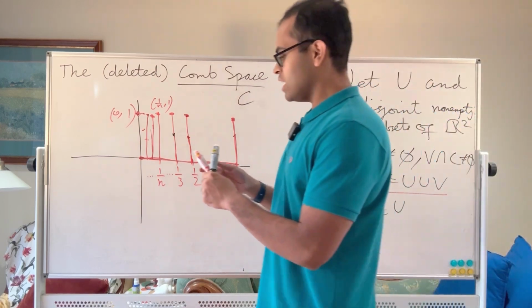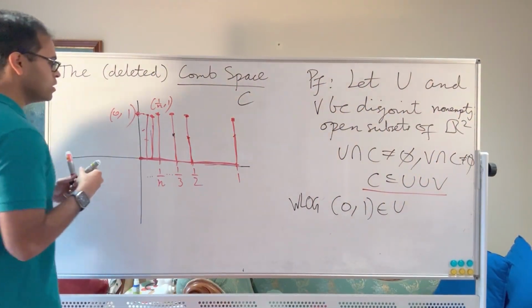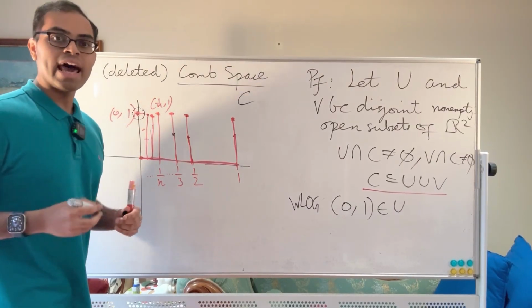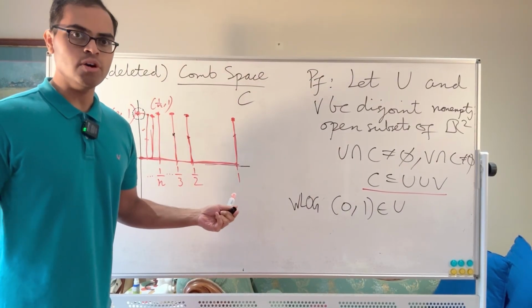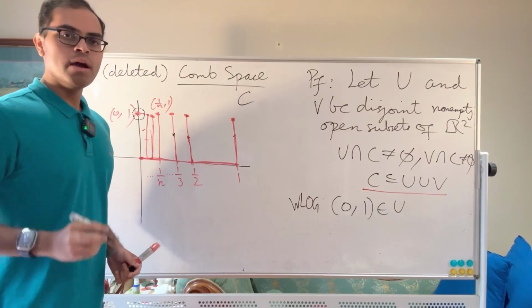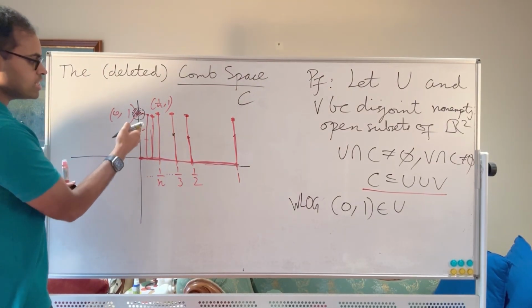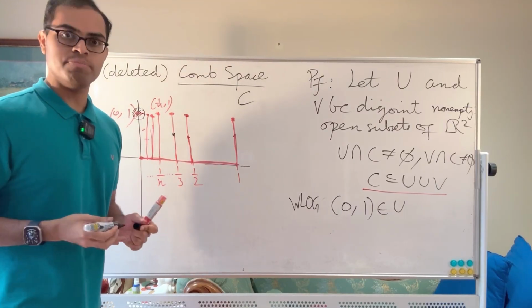Well, it doesn't matter if it's open. As I said, there's wiggle room. So you can find some small wiggle room around the point (0, 1) that has to lie inside U, because U is open and (0, 1) is in U.